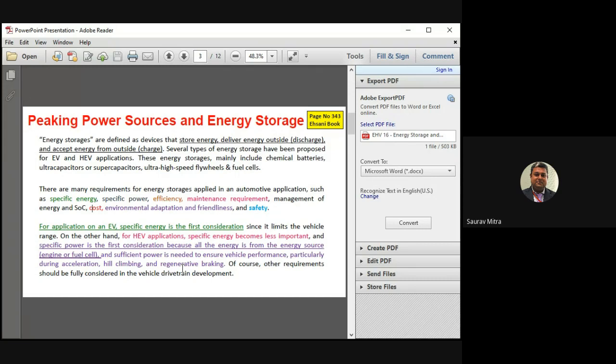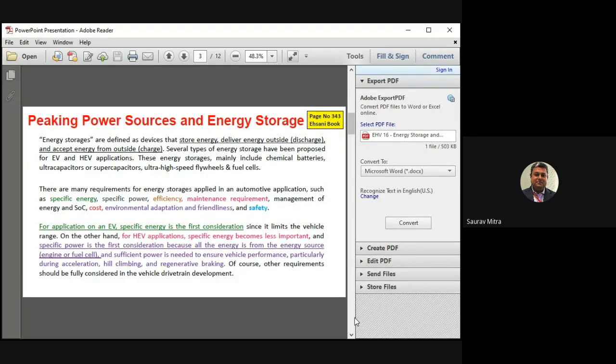So for HEV, that is hybrid electric vehicle, we want the acceleration time to be shortest. In that case, we look for a power source which has high specific power. But for electric vehicle, we want power sources to have high specific energy, because the higher the specific energy, the longer the range it will be able to go. Here it is written in purple color that sufficient power is needed in case of HEV, particularly during acceleration, hill climbing, regenerative braking. These are all characteristics of high specific power. Of course, other requirements should be fully considered in vehicle drivetrain development.